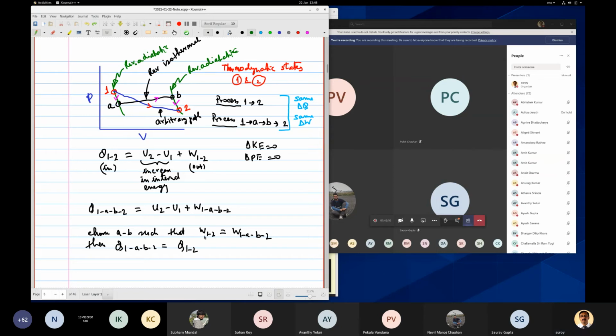Because this is the same, this has to be the same. These two also have to be the same. If the work here and here are the same, naturally this also has to be the same because u2 minus u1 is the same, as it is a state function. So if you choose W1 equal to this, then naturally this one will also become equal to this. This way we can ensure the same work transfer and heat transfer.